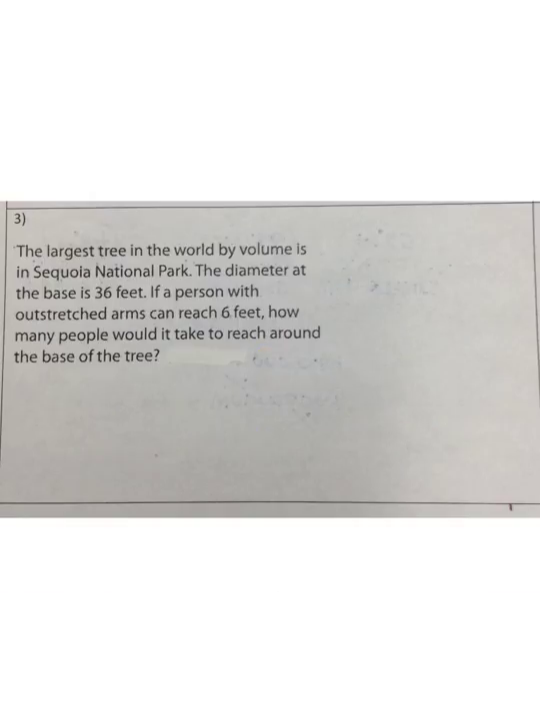Number 3, the largest tree in the world by volume is in Sequoia National Park. The diameter at the base is 36 feet. If a person with outstretched arms can reach 6 feet, how many people would it take to reach around the base of the tree?